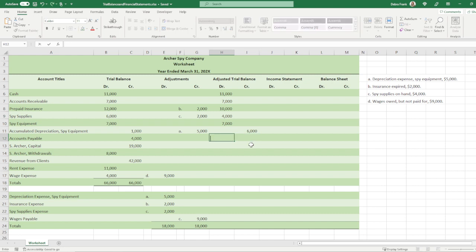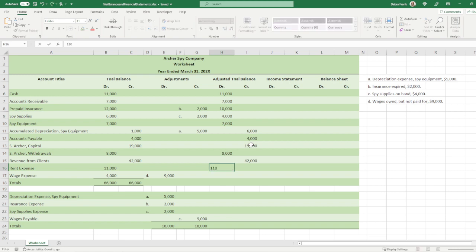Oh, almost did the wrong thing. See here, debit, and it's a credit balance for our liabilities. All right, our capital, nothing happened to that. So bring over that credit balance. Our withdrawals, that's our dividends or withdrawals, in this case, that's 8,000 debit. And then we have revenue from the clients, credit of 42,000. And then we have rent expense with our debit of 11,000.